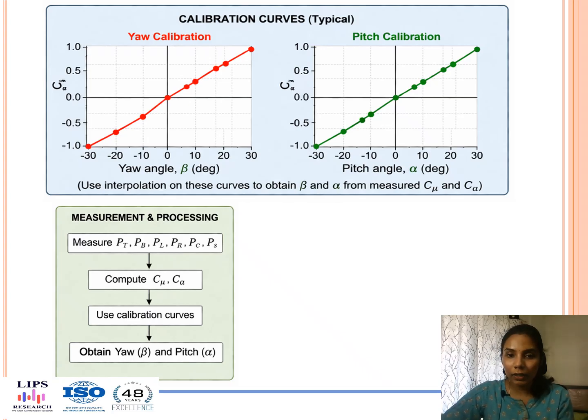When the yaw angle is 0, the coefficient is also 0, indicating a balanced pressure. As the flow deviates to either side, the pressure differences increase and the coefficient changes accordingly. The relationship is almost linear within a certain range, which makes interpolation easier. Now, coming to the pitch curve, which is on the right side, the horizontal axis represents the pitch angle and the vertical axis represents the pressure coefficient. Similarly to the yaw, at zero pitch, the coefficient is 0. As the flow moves upward or downward, the coefficient changes. So again, we observe a smooth and nearly linear relationship over the operating range.